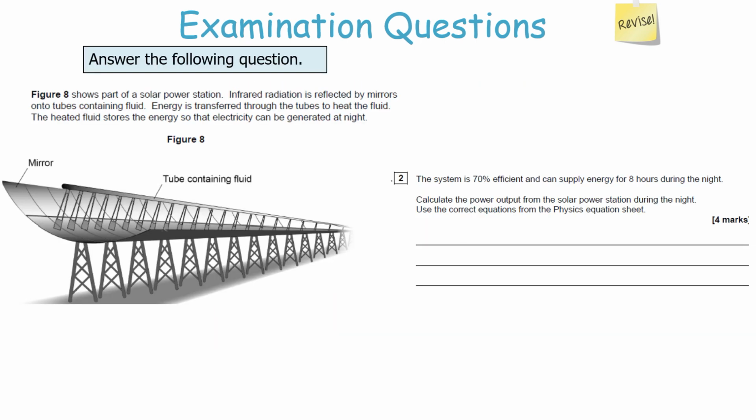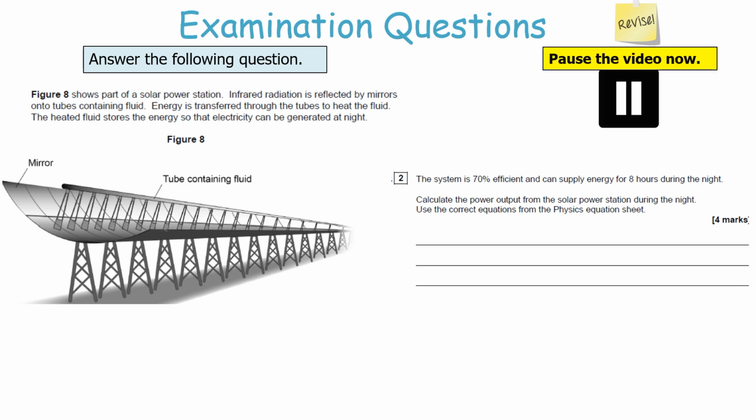The next question says, the system is 70% efficient and can supply energy for 8 hours during the night. Calculate the power output from the solar power station during the night. So pause the video now, then unpause the video when you want to go through your answer.